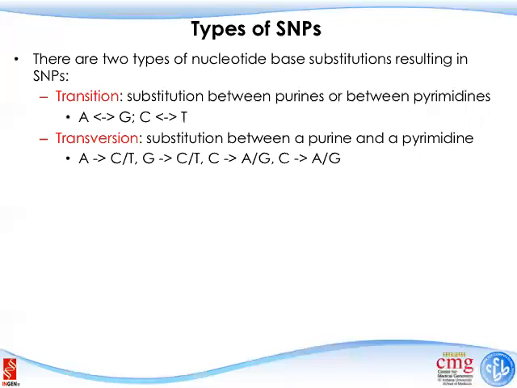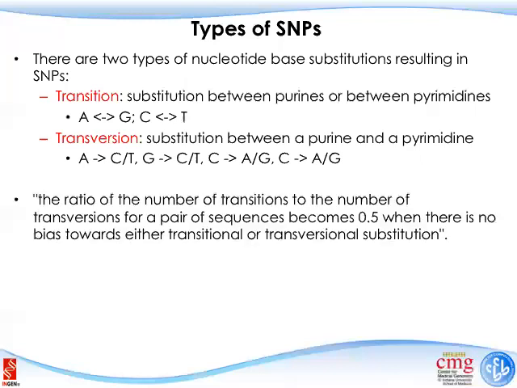A transition is a substitution between purines or between pyrimidines. Meaning that A and G changes are called transitions, and C and T changes are called transitions. While a transversion is a substitution between a purine and a pyrimidine. So A to C or T is called a transversion, and G to C or T, and so forth. These are very important concepts and definitions about SNPs: transition and transversion.